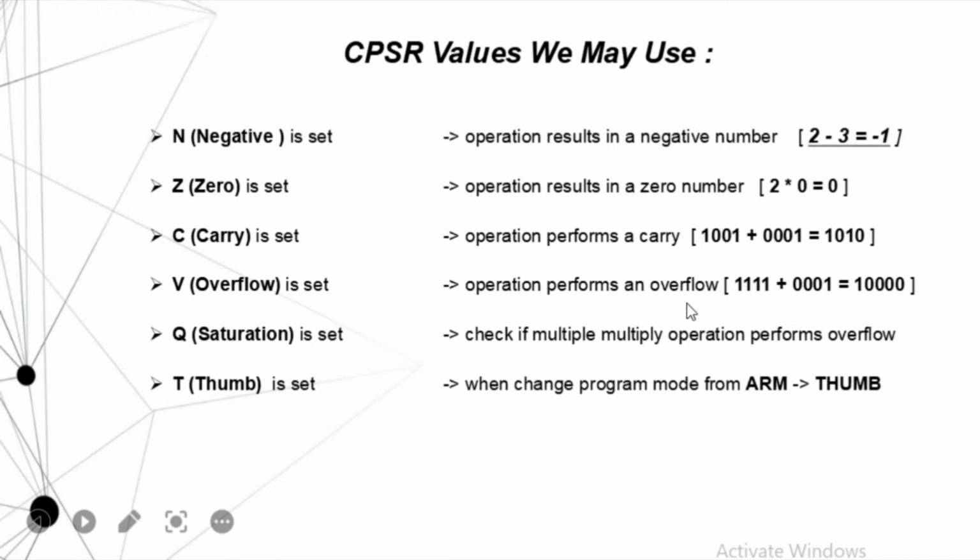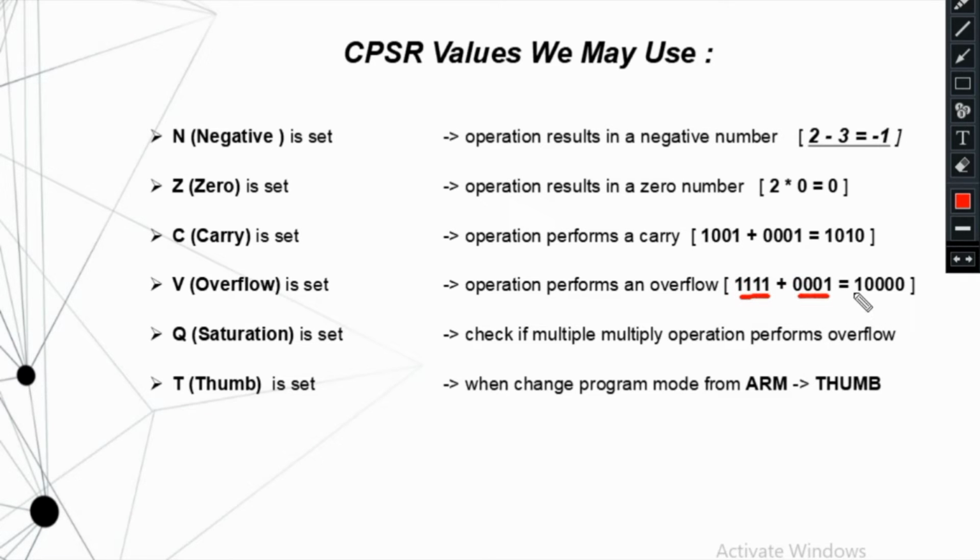If your program creates an overflow, like when the number of bits used to add or subtract or operate exceeds the size of the initial bits, then the overflow flag will be set. As you can see here, we are using 4 bits with 4 bits addition, and the result is 5 bits. So one overflow bit is added. That's why the overflow flag will be set. The Q or saturation flag is used to identify the final result of multiple multiply operations. This is less used in our programs, so we are not going to use it anyway. You can search about this in the ARM documentation.